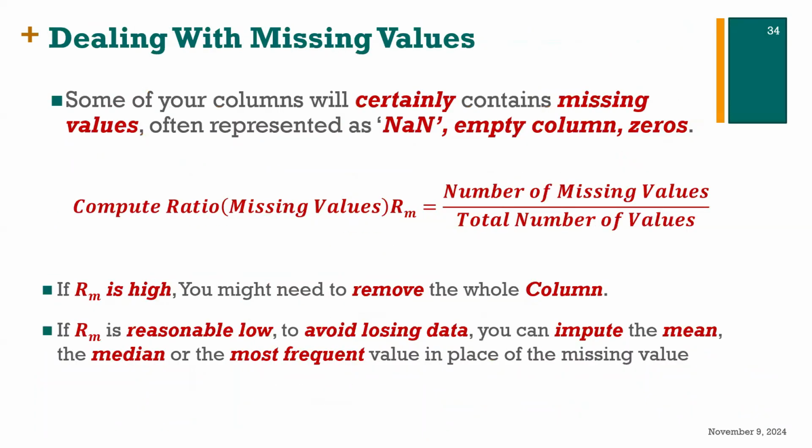Now, let's look at dealing with missing values. How do we treat this missing value? There are some guidelines that we have to know. First of all, we have to look at the columns. Usually, we format machine learning data in columns. Some of your columns will certainly contain missing values, which in some cases may be represented as NaN, not a number, if you are using MATLAB. That is an empty column entry, or sometimes it could be just zero. But mostly it is empty.